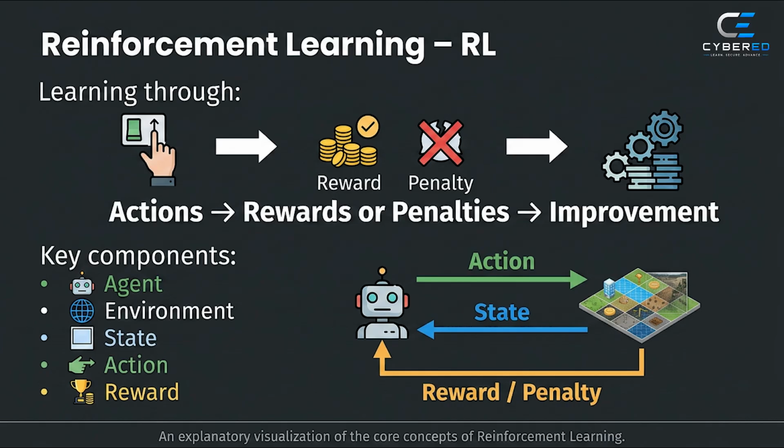Reinforcement learning is based on trial and error. An AI agent interacts with an environment and takes actions. Good actions receive rewards. Bad actions receive penalties. Over time, the agent learns a strategy for making better decisions. This strategy is known as a policy.